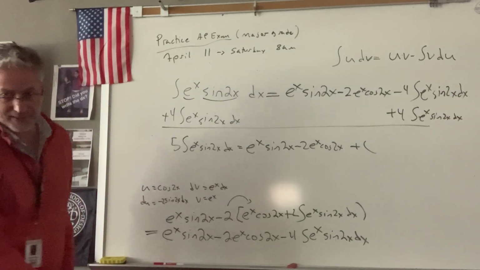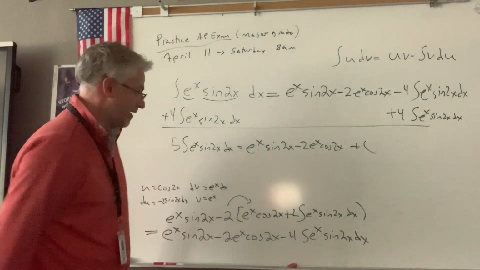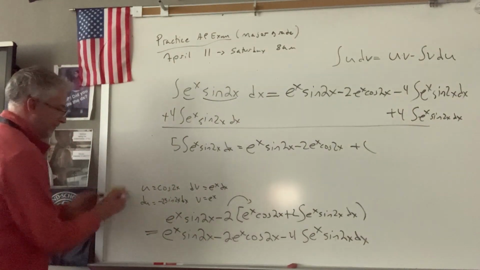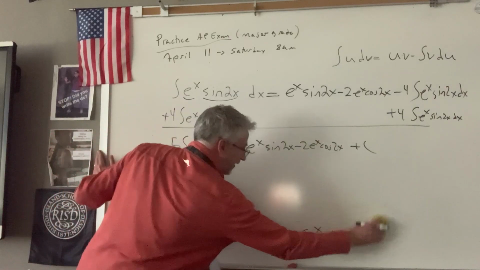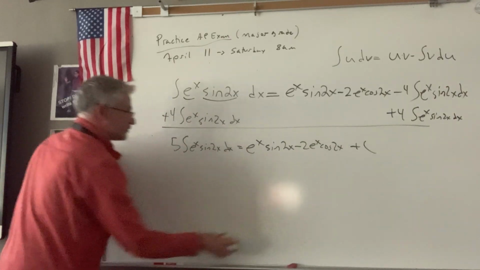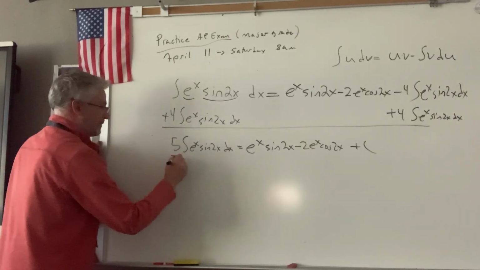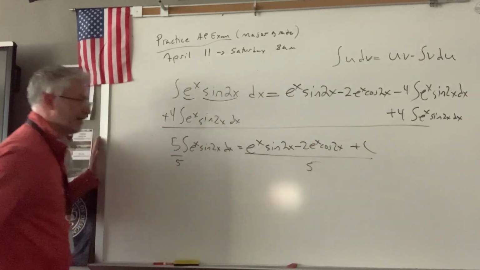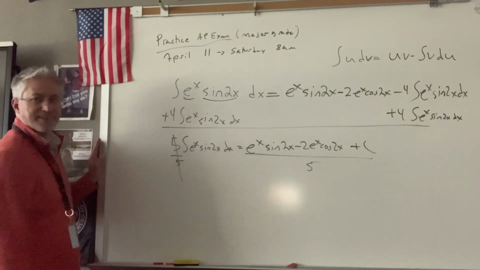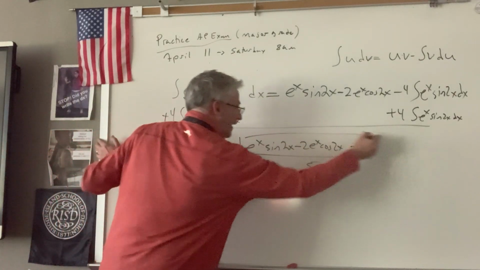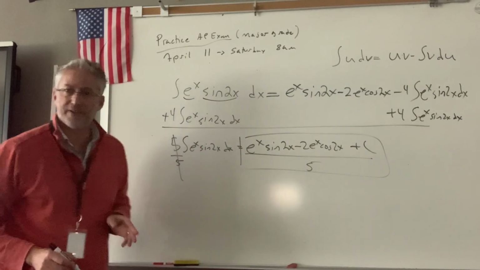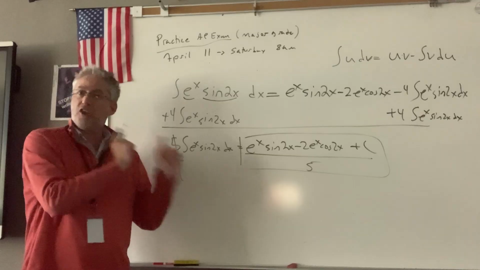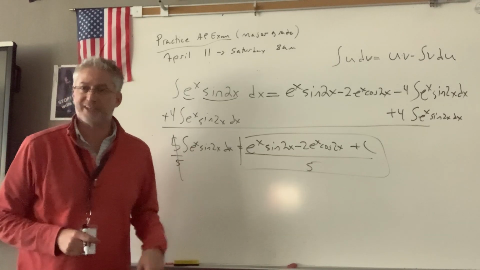I'm going to go and put my plus c in there right now so I don't forget it later. Now, I'm almost done. Almost done. Solving for the integral now, I'm now just going to divide everything by 5. Those cancel, and I'm left with my antiderivative. And there it is. The world's longest, well, second longest antiderivative for BC calculus.